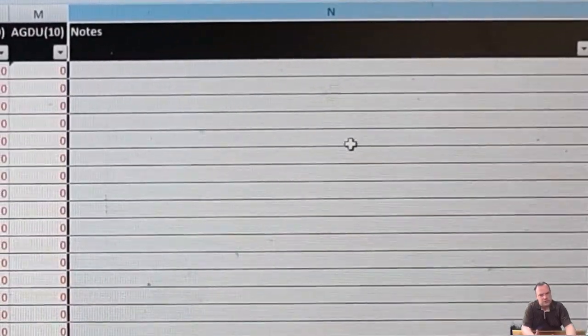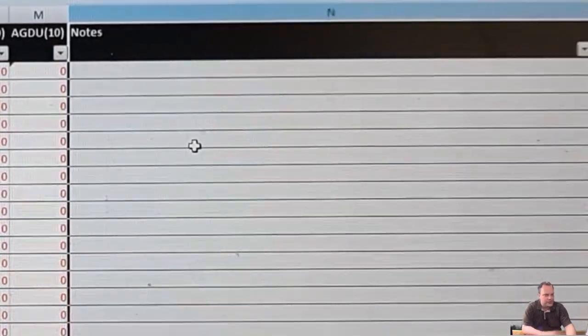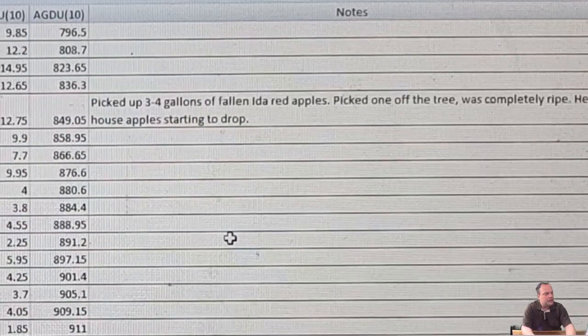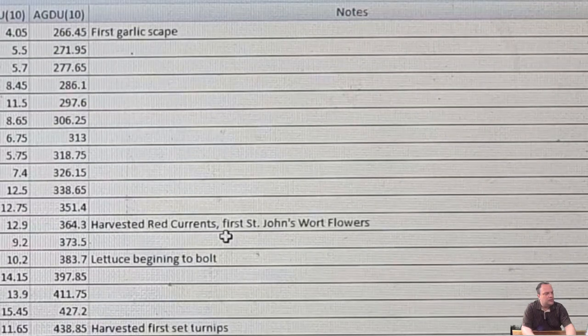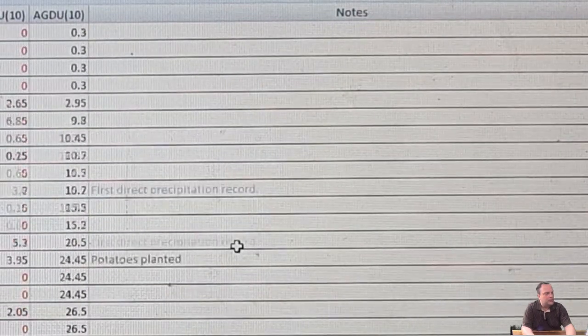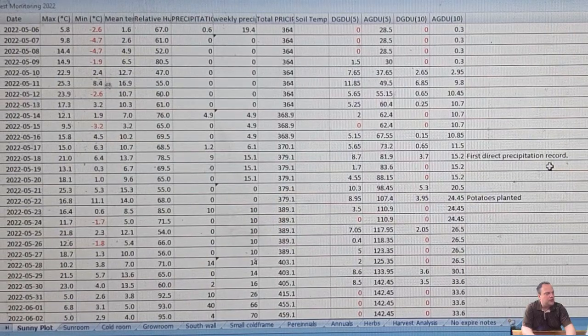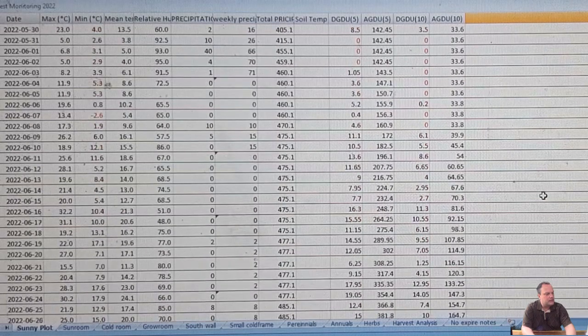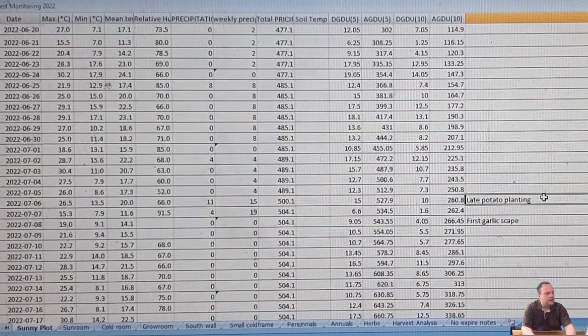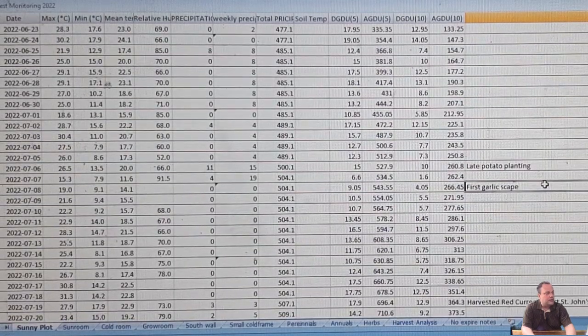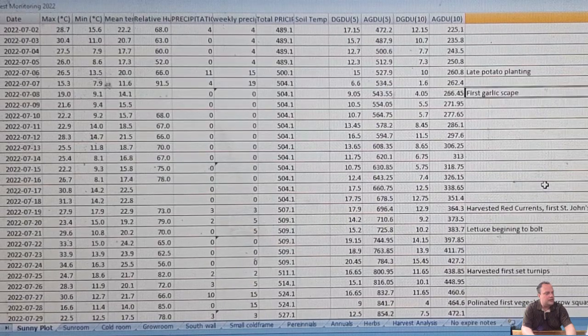Then I have my notes, whatever I think I should put in for the sunny plot for that day. You can see how I put these different notes in here. I'll scroll back up and quickly read each one. First direct precipitation record on May the 18th. Potatoes planted on May the 22nd. Late potato planting on July the 6th. First garlic scape harvested on July the 8th.